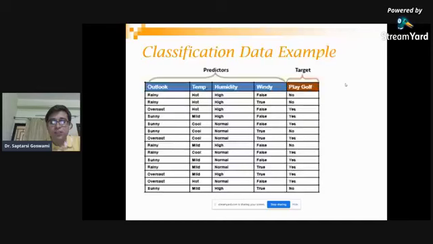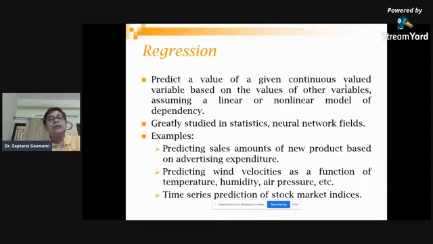So regression, the only thing that gets changed is the value that you are predicting. Earlier, you were predicting a string. A string is called a categorical variable. Whereas in regression, you are predicting a continuous valued variable, a numerical variable, based on the other variables. And you can assume a linear model or a nonlinear model. This is also studied a lot in statistics and neural networks. One example can be predicting sales amount based on advertisement expenditure. Sales amount, you can understand, will take some value in INR. So this is a continuous valued field.